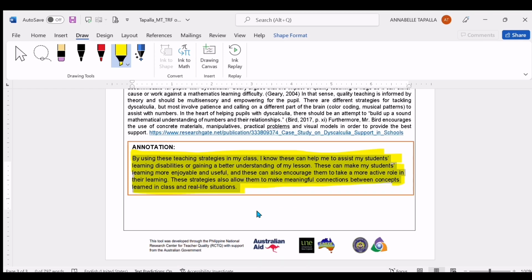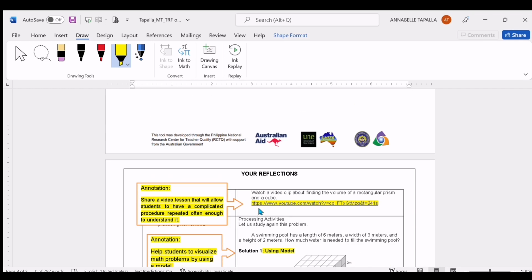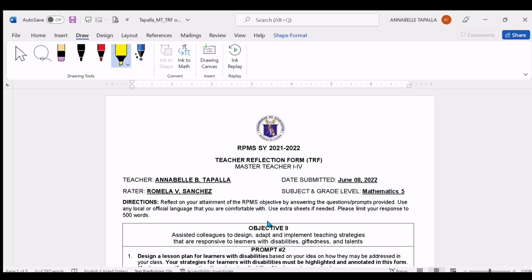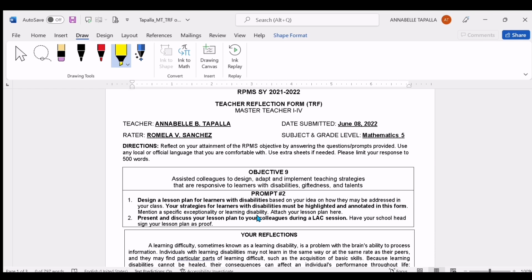So, yan po. Yan lang po yung aking prompt number 2 of objective number 9. And then, sinuportahan ko po yan ng lesson plan. Inattach ko lang po dito yung buong lesson plan ko. Okay, so yan lang po.